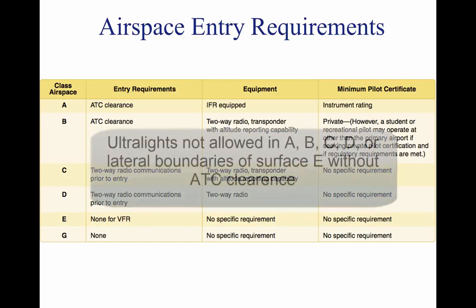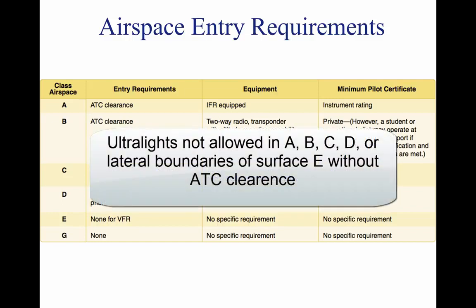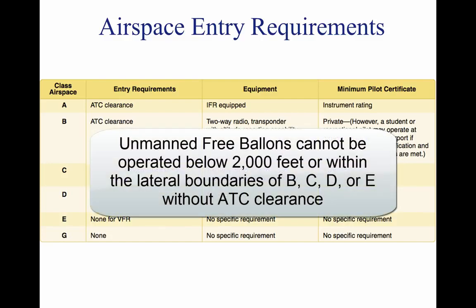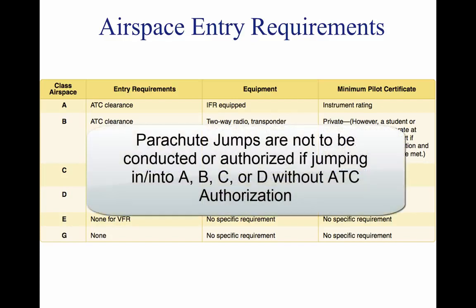In an ultralight aircraft, you may not fly into Class A, B, C, D, or within the lateral boundaries of the surface area of Class E without proper ATC clearance. Unmanned free balloons cannot be operated below 2,000 feet above the surface within the lateral boundaries of Class B, C, D, or E airspace designated for an airport, unless cleared by ATC. And lastly, parachute jumps are not to be conducted or authorized by the pilot in command if they are jumping in or into Class A, B, C, or D airspace without the proper ATC authorization.